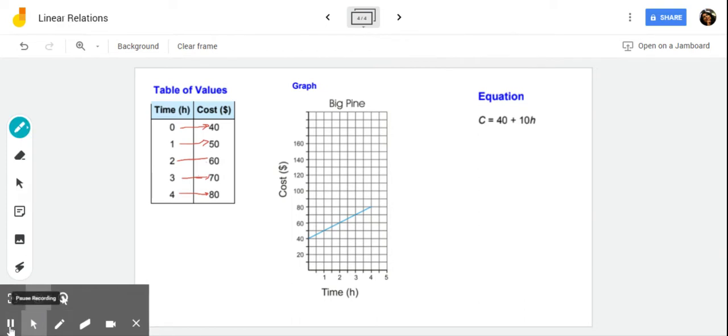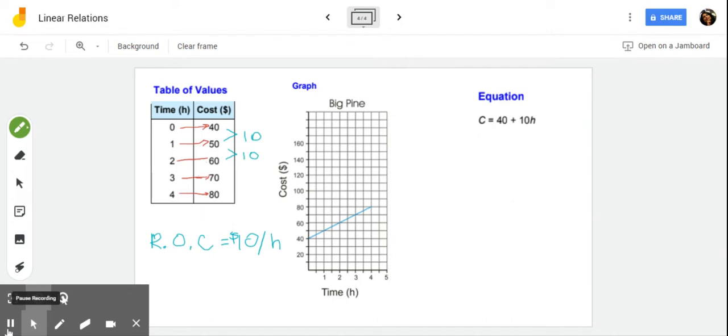So it's not just a random guessing game. There are some clues and some points that will help you to figure out, what am I doing to 0 to get to 40? What am I doing to 1 to get to 50? And some of the key ideas is you want to use the rate of change. What's the rate of change? Well, it was 10. We knew it was going up by $10 per hour. So that's an important part, that the rate of change, I'm just going to abbreviate it as ROC, is $10 per hour.